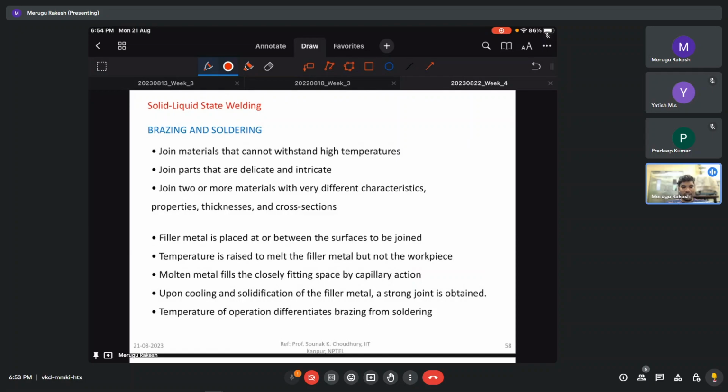Filler metal is placed at or between the surfaces to be joined. Temperature is raised to melt the filler metal, but not the workpiece. Molten metal fills the closely fitted space by capillary action. Upon cooling and solidification of the metal, a strong joint is established. The temperature of operation differentiates brazing from soldering. Okay, that is what I discussed initially.